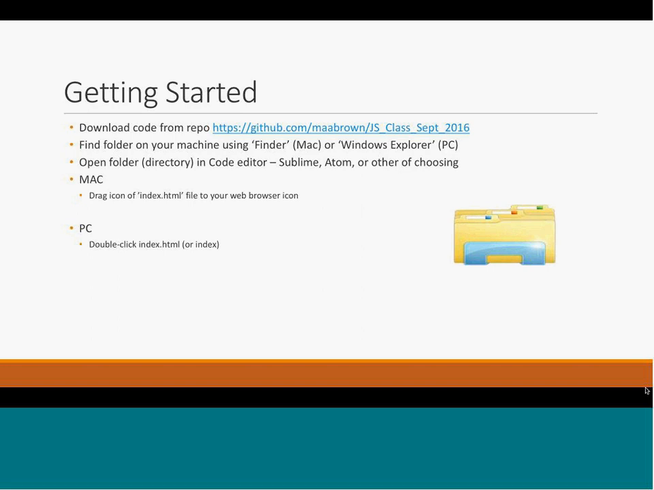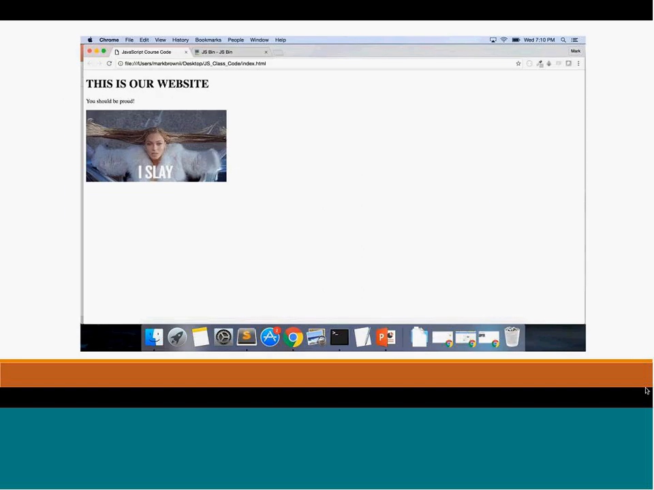Hopefully you downloaded the code from the repo. All I want you to do is find that folder on your Mac or PC and open it in your code editor. That can be Sublime or Atom or any other. Then drag the index.html file to your browser icon if that's a Mac. On a PC, you can just double-click index.html. You will know that you have done it correctly when your web page looks like this.